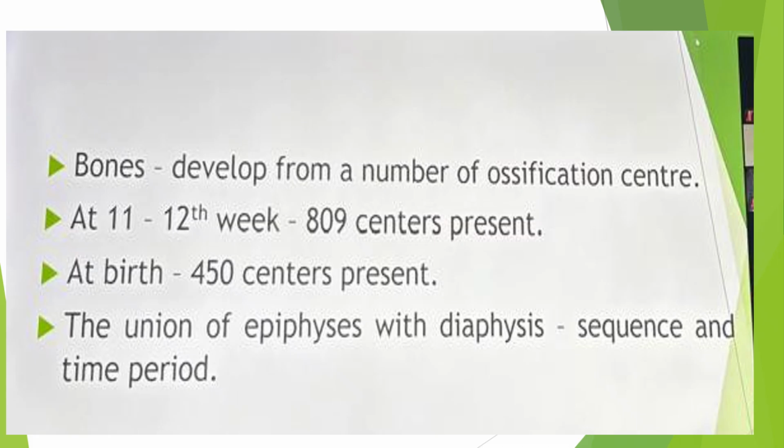So the earliest centers of ossification appear at the end of the second month of pregnancy, and by the 11th and 12th week of intrauterine life, there are around 806 centers of bone growth. Okay, at birth this number reduces to 450, and in the adult skeleton only 206 bones remain. Okay, this shows that 600 centers of bone growth have disappeared, that is, they have united with the adjacent centers to form the adult bone.